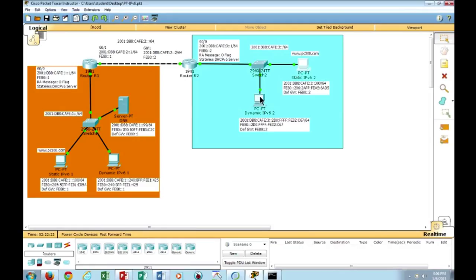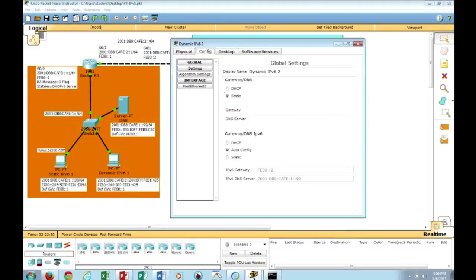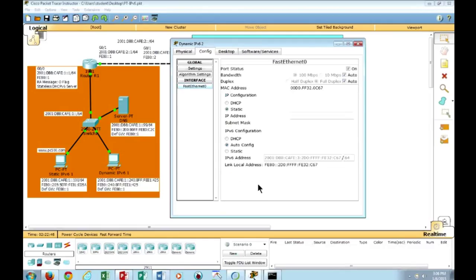There's one gotcha, and that's with these dynamic ones. With these dynamic ones, you need to make sure that it sees here for dynamic the default gateway. It got that from the router advertisement, and it got the DNS server from the router advertisement. This is the gotcha. It comes up as a default DHCP no matter how you save it. It has to be on auto config.